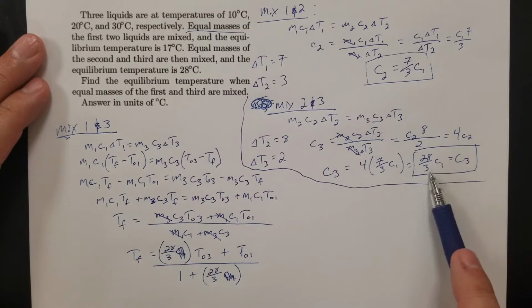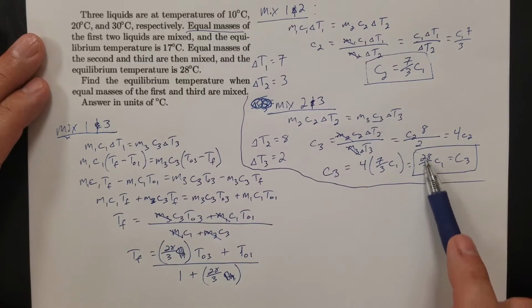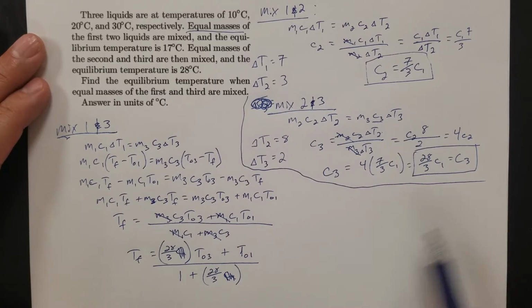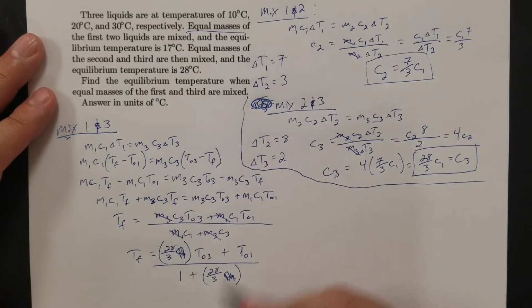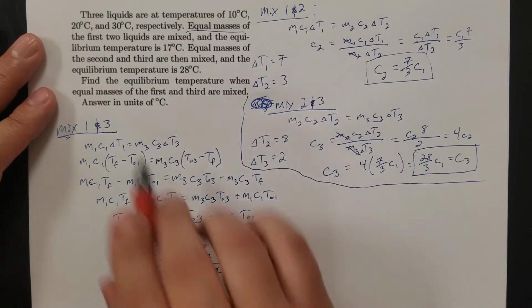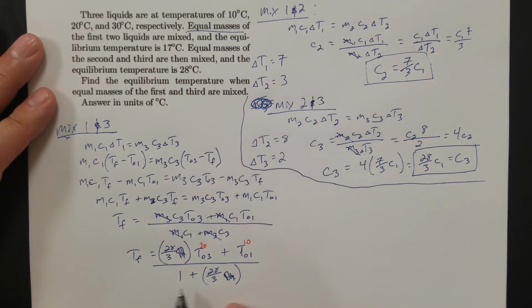But I already know that C3 is equal to 28 over 3 C1, right? I figured that out already. So I can just plug that in here. So it's basically whatever you get here, mine was 28 thirds, right? So whatever you get for this times your initial of 3. So my initial for 3 was 30 degrees, so I would plug 30 in, right? So if I was plugging my numbers in, I would put 30 here because that's initial of 3. My initial of 1 was 10. And then I would just solve this equation, and that would give me my final temperature, right?